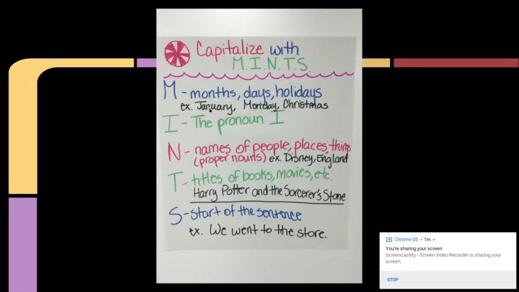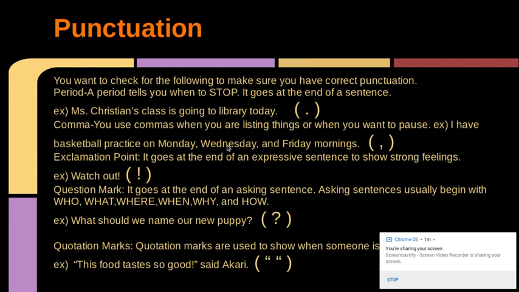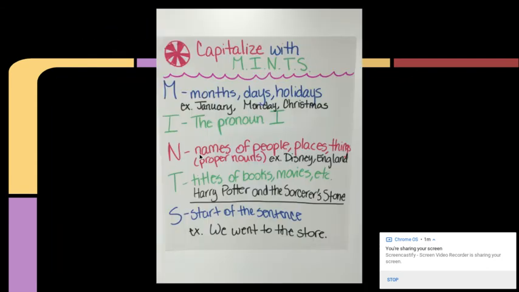Okay, so January is a month, Monday, Christmas. Okay, holidays, months, and days. The next one is the letter I. So that would be the pronoun I. Whenever you're talking about yourself and you're using the pronoun I, you capitalize it. And then the N stands for names of people, places, things. Basically proper nouns. So a person, place, or thing. So for example, Disneyland, England, anything like that. That is a proper noun and it needs to be capitalized.